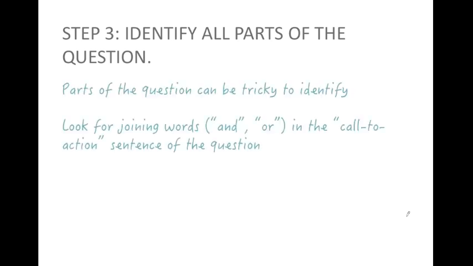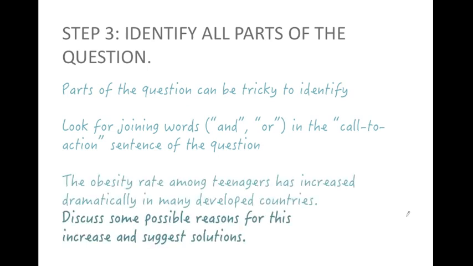Step 3 is to identify all parts of the question. Now, parts of the question can be tricky to identify. You need to look for joining words. Now, joining words are like and, or, and you need to look for these words in the call to action sentence of the question. Now, remember how we discussed that the first part of the question is the claim sentence, and the second part of the question is the call to action, where it's actually asking you to do something.